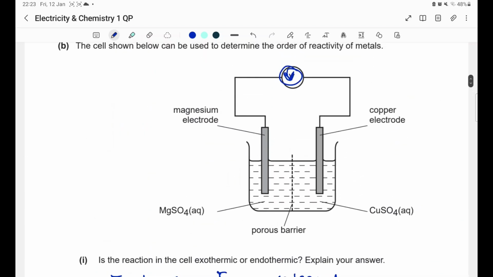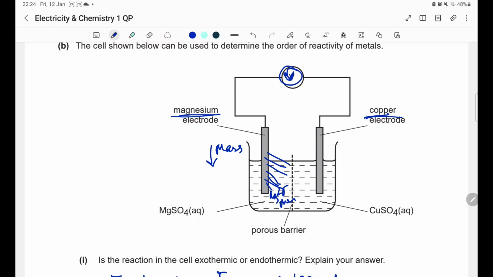Okay. So, magnesium will tend to lose electrons. As it is more reactive, it is therefore the anode of the system. So, Mg2+ is forming, it's going into the electrolyte, and the mass is decreasing.